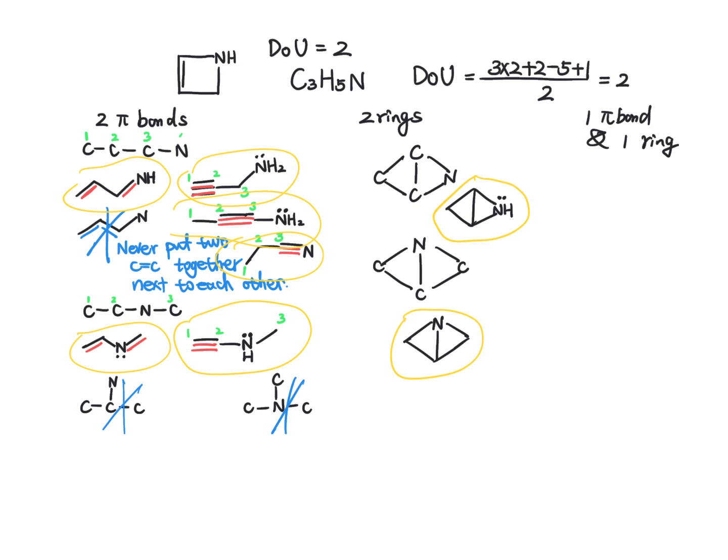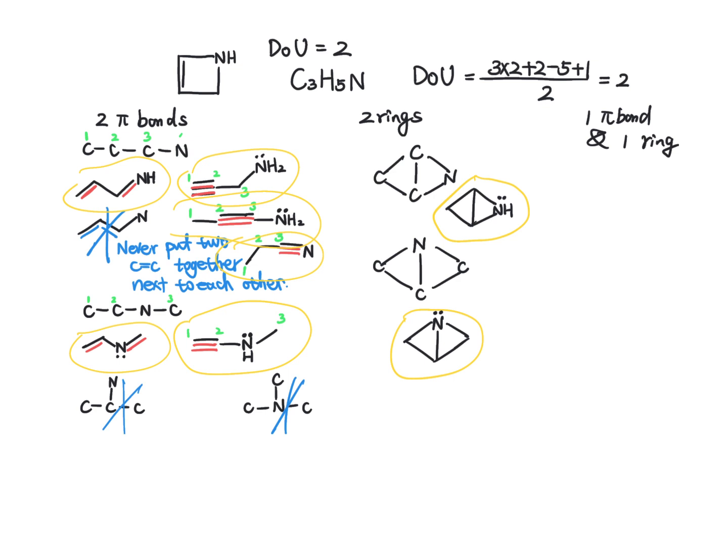In reality, these 2 molecules will not be existing, or only at a very low energy level, because they are highly unstable. It's very hard to make, probably. So we will just leave it as it is, but those are 2 scenarios that have 2 rings. So the last one will explore the 1 pi bond 1 ring.